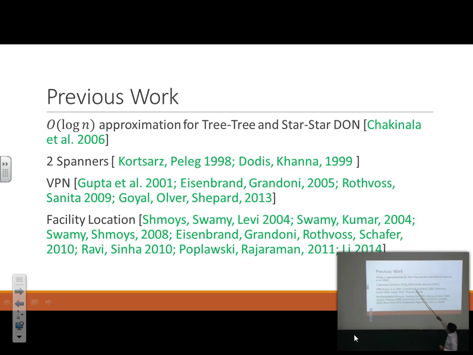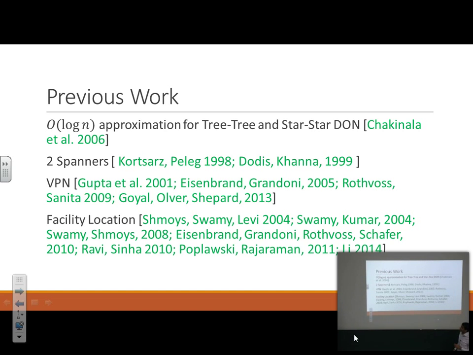So this paper by Chakinala et al., Rajmohan is a co-author in that paper, shows how to solve the problem within a constant factor for trees, and then lifts it to arbitrary metrics. There is a relation of this problem to two spanners, which are subgraphs that approximate distances within a factor of 2 in an undirected graph.